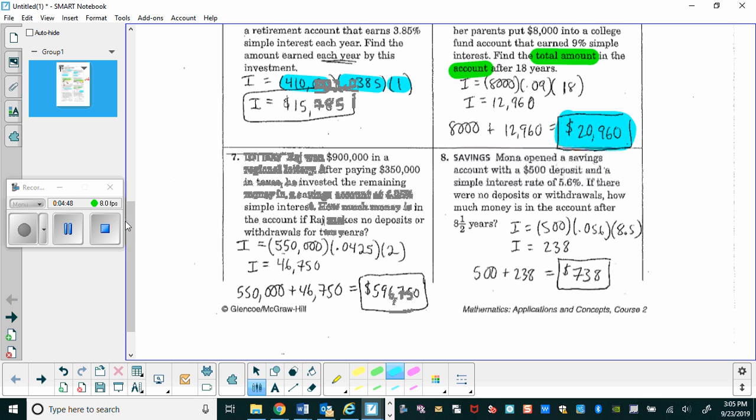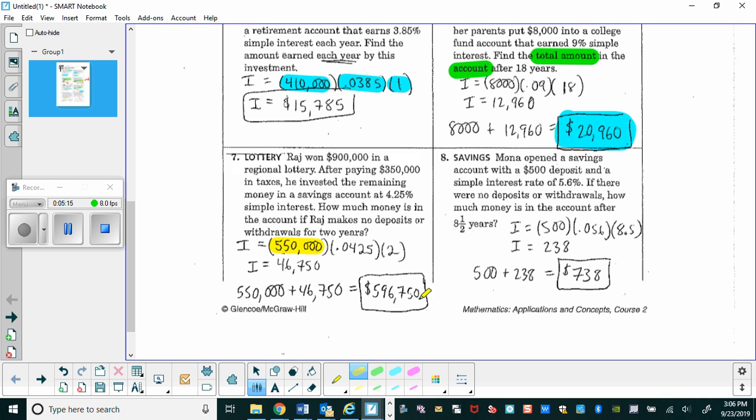Now for number 7, if Raj won $900,000 in the lottery, of course, like always, you have to pay taxes. So this is considered an income, and then you do have to pay the government taxes. And so if Raj won $900,000 and had to pay $350,000 in taxes, that means he's got $550,000 left over to invest. All right. Now he's going to invest that at a 4.25% interest rate and leave it alone for 2 years.